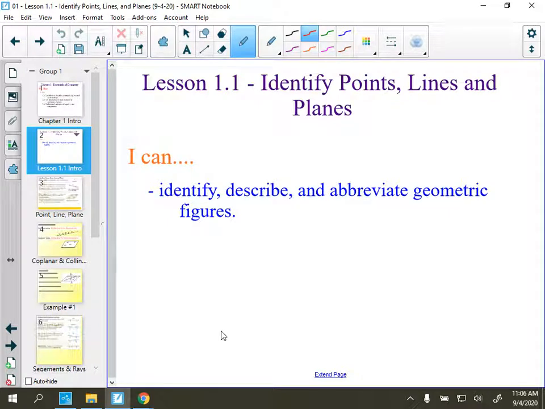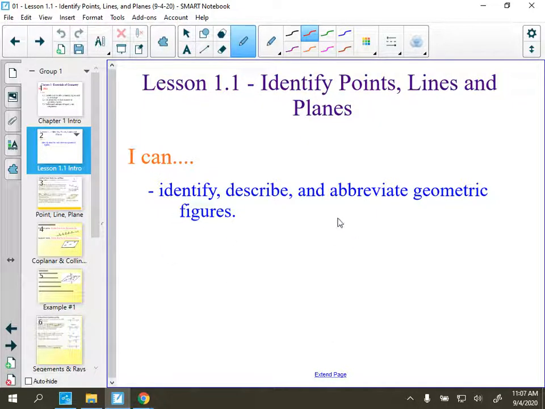Identify points, lines, and planes. We'll be walking through the lesson. It's a very vocab heavy lesson, so there's not a whole lot of, initially at least, examples. So we make sure we get our notes as far as adding these definitions, abbreviations, symbols. I'm going to kind of talk through some of the highlights as we go through.